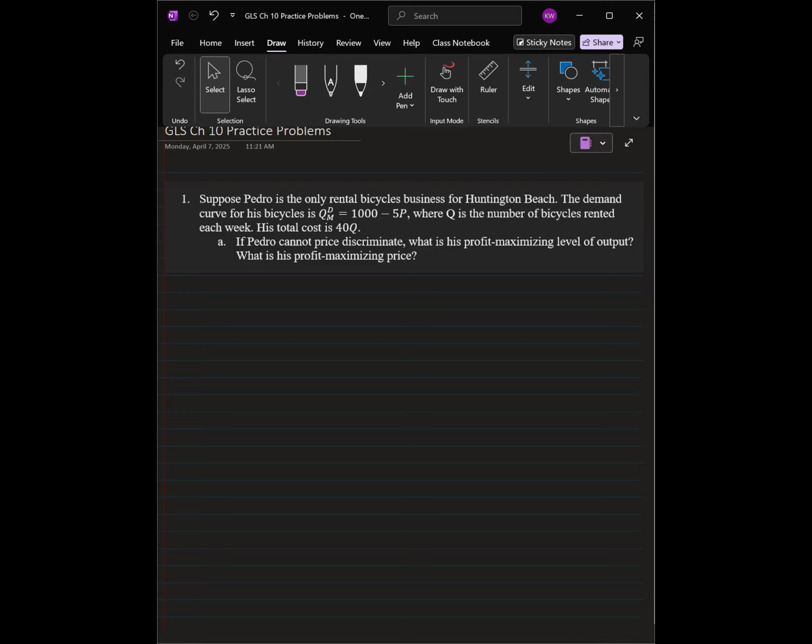If we assume that Pedro cannot price discriminate, we want to find his profit maximizing level of output and his profit maximizing price. So here we're going to have, just again, a basic single price monopoly. So we're going to start by taking his given demand equation and solving for his inverse demand equation. So we're solving for the price.